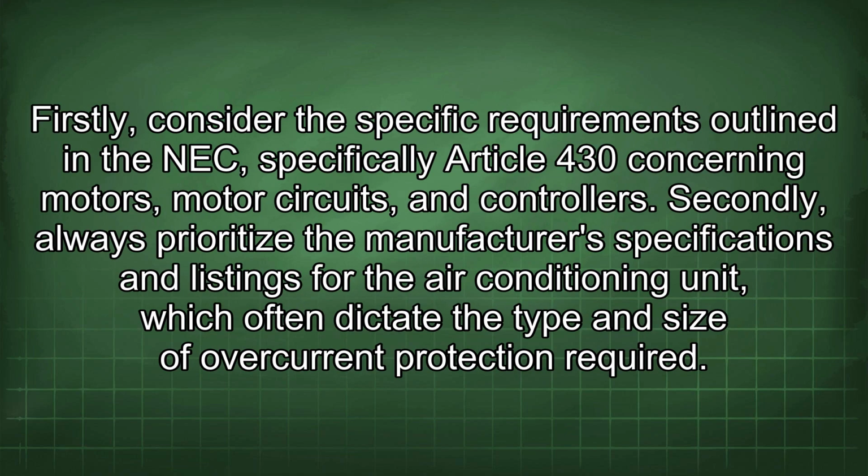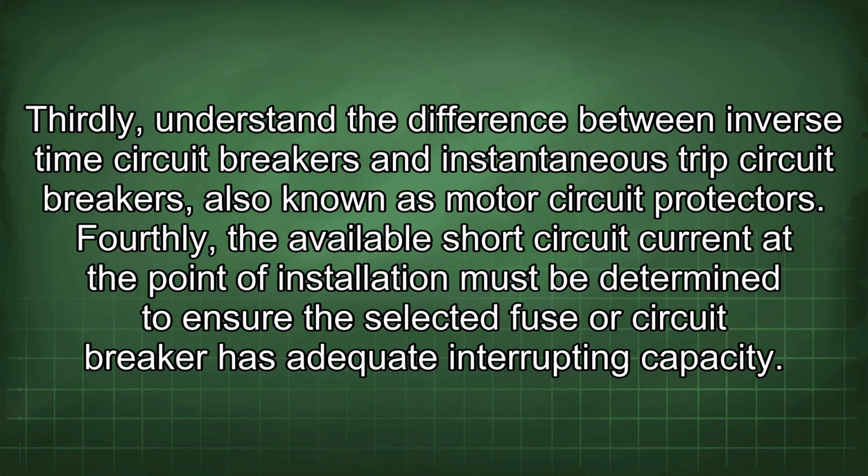Firstly, consider the specific requirements outlined in the NEC, specifically Article 430 concerning motors, motor circuits, and controllers. Secondly, always prioritize the manufacturer's specifications and listings for the air conditioning unit, which often dictate the type and size of overcurrent protection required. Thirdly, understand the difference between inverse time circuit breakers and instantaneous trip circuit breakers, also known as motor circuit protectors.